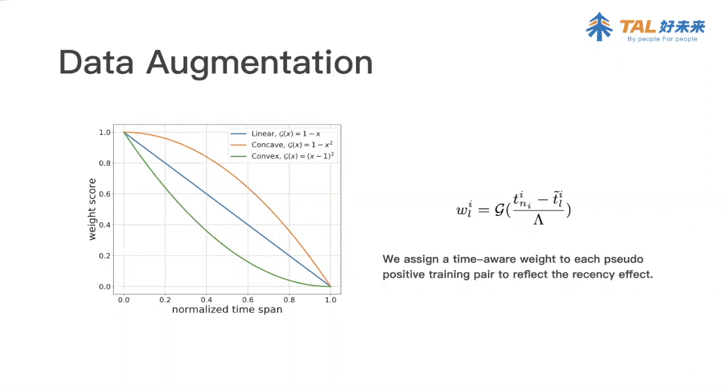For the weighted resampling method, we assign a time-aware weight to each pseudo-positive training sample to reflect the randomness of students' dropout behavior. The larger the weight is, the more times the sample will appear in the resampled results. The time-aware weight function is a monotonically decreasing function, which represents that the closer the pseudo-positive sample is to the true dropout date, the more similar it is to the true positive sample. To fully explore the influence of the weighted resampling method, we tried 3 different types of decreasing functions in our experiments.